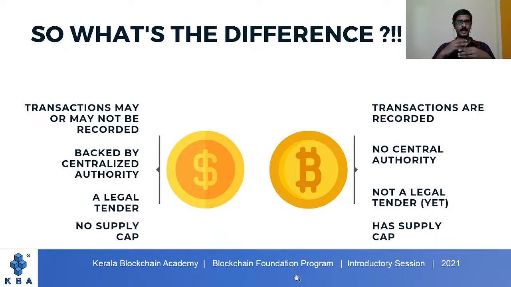There is no supply cap for a fiat currency like a dollar or rupee, so you can mint or create more and more currency, but Bitcoin has a supply cap, so there is a limited supply of Bitcoin. That is the main difference between fiat currency and a cryptocurrency. The supply cap of Bitcoin is around 21 million Bitcoin, which will be mined around the year 2140.